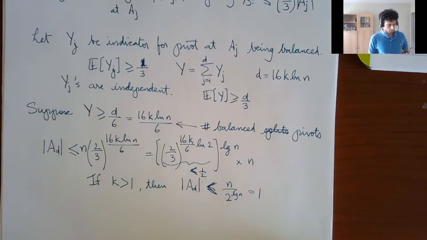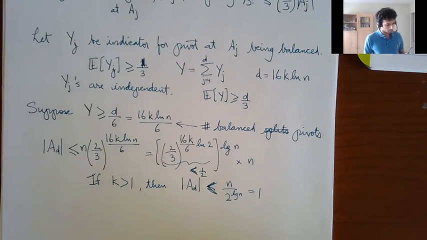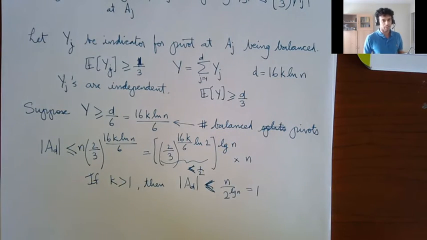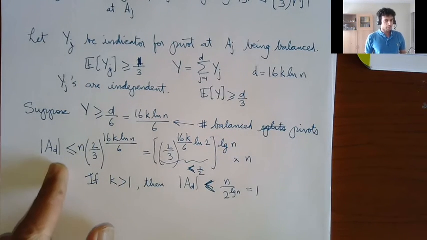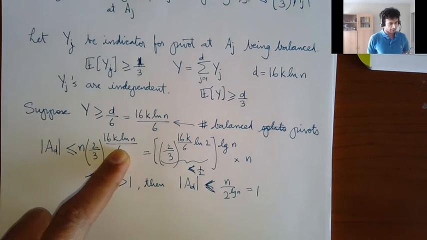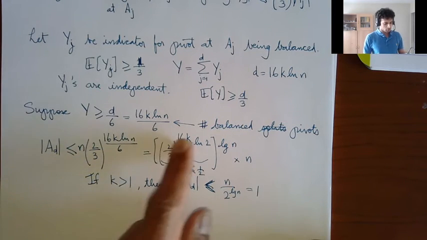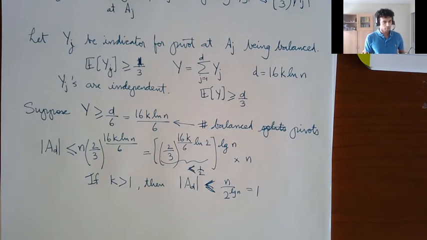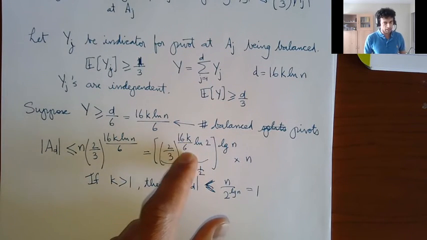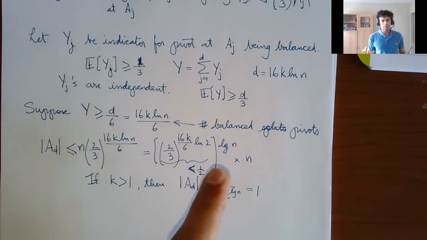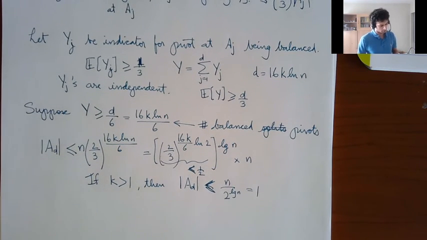This is just cranking out some math over some numbers here, saying that if you had more than d over 6 balanced pivots, where this is d, your size is going to be n times 2/3 to the number of balanced pivots. It's actually even smaller than that, but this is just an upper bound. Reworking this, it's going to be less than a half. You just have to plug in the numbers and check. So if k is greater than 1, this is less than half, which means the size of a of d is less than n divided by 2 to the log base 2 of n, which is 1, but this cannot happen. This is a contradiction.